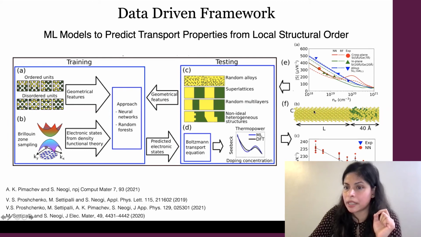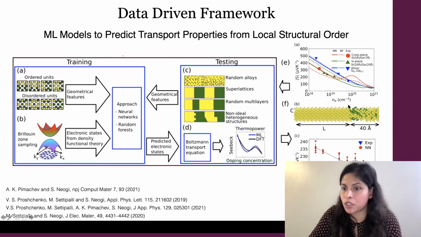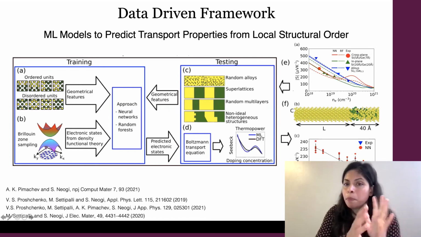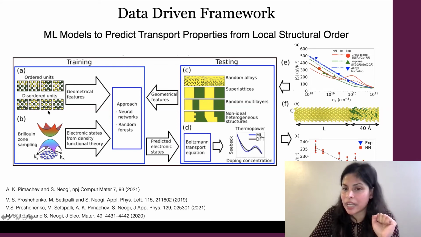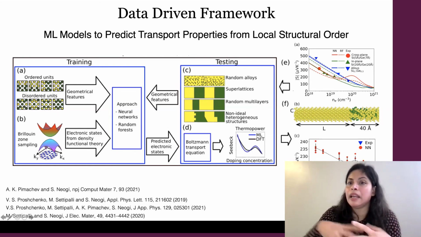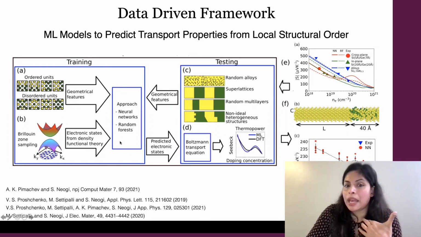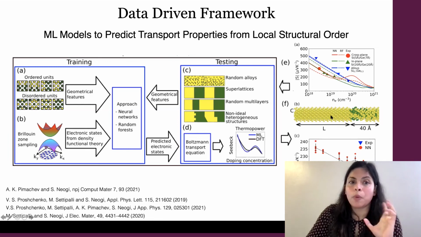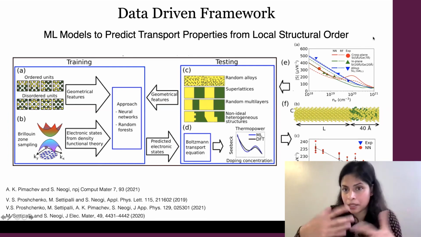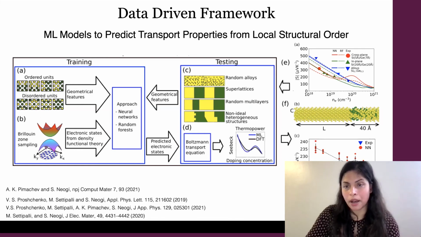For example, you have the bulk of the silicon, the bulk of the interface between the two, as well as the alloy region here. We broke this up into 16 atom pieces, and that's our training data. We calculated the energy states, then fed that to the machine learning model, and asked it to predict electronic states, the bands, for larger structures, and then used the Boltzmann transport equation to calculate the Seebeck coefficient from there. This was quite successful, and we were matching the experimental measurements. The idea was how you can predict the transport properties from the local structural order. So that's the similarity we wanted to borrow from this study for the phonon study.